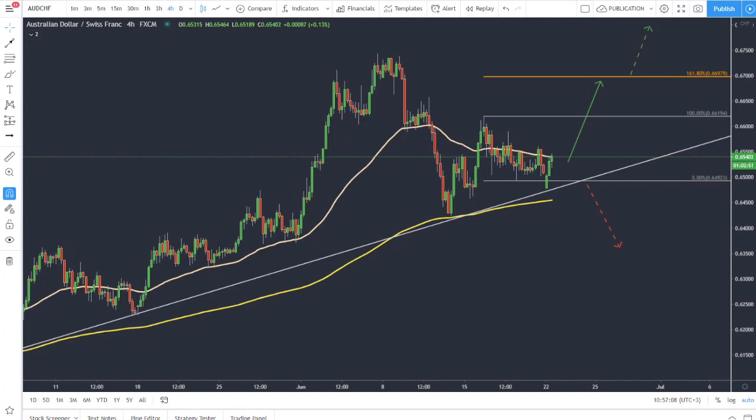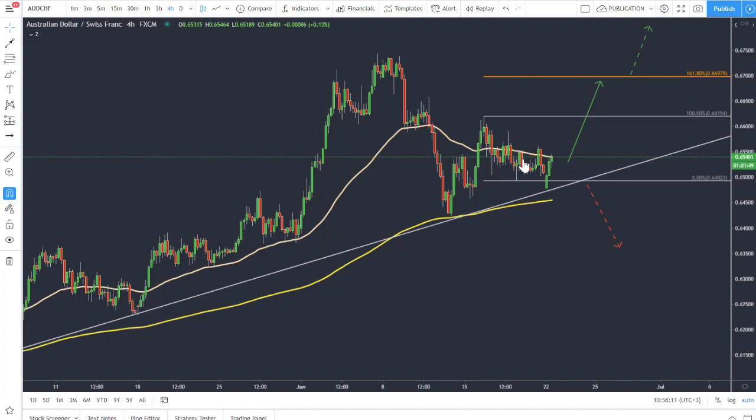And today we're here with yet another weekly idea. This time it will be on the Australian versus Swiss franc. The interesting thing is that Australian dollar is starting to look very strong. And for this reason, I would like to get back to two of our previous ideas, which was Australian New Zealand dollar and Australian Japanese yen.